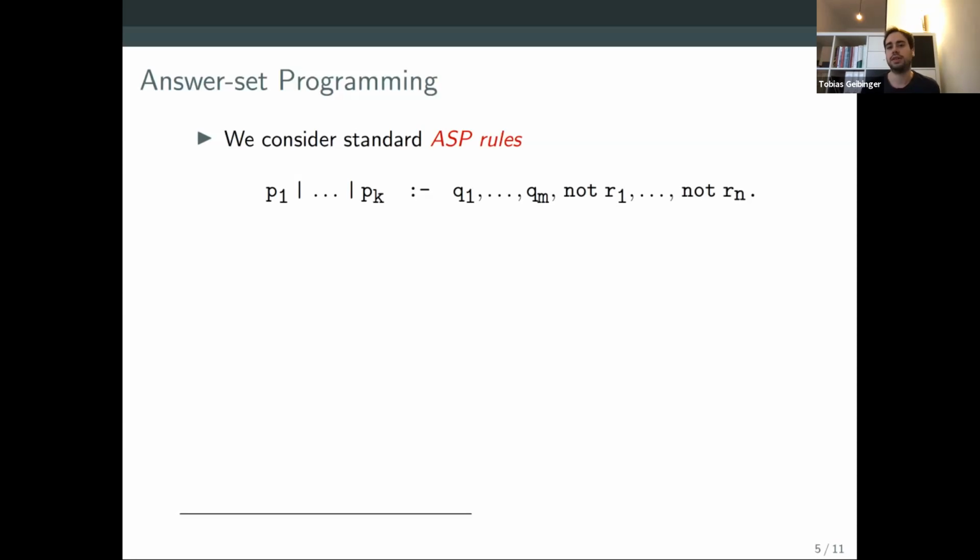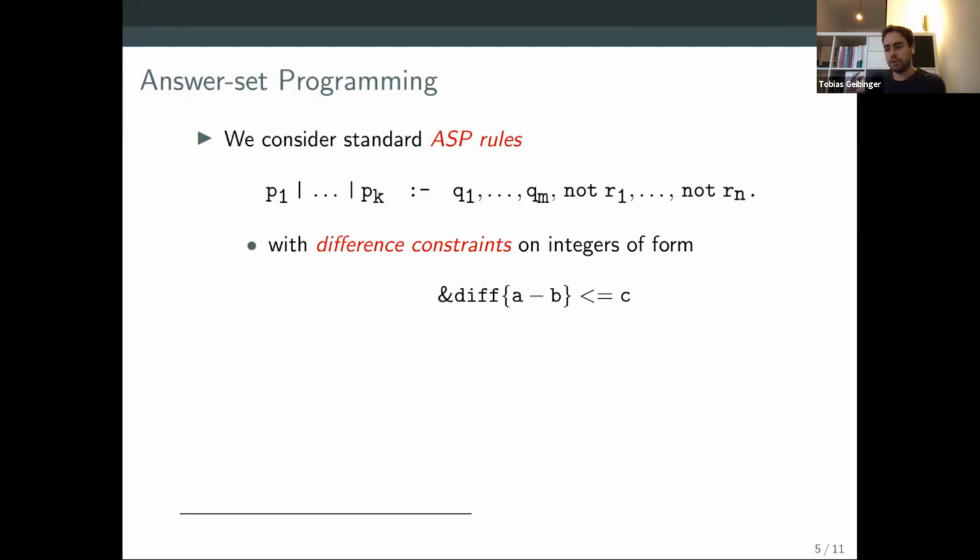Now, our solution approach is answer set programming, which means we make use of standard ASP rules, which consist of a disjunction of atoms in the head and a conjunction of atoms or default negated atoms in the body. And since we use this difference logic, we also have difference constraints, which can appear in the rule head. A difference constraint consists of a difference term on the left-hand side over two integer variables, here a and b. And on the right-hand side of the constraint, we then have a constant, which basically acts as a bound to the difference. The nice thing about those constraints is that they can be decided in polynomial time.